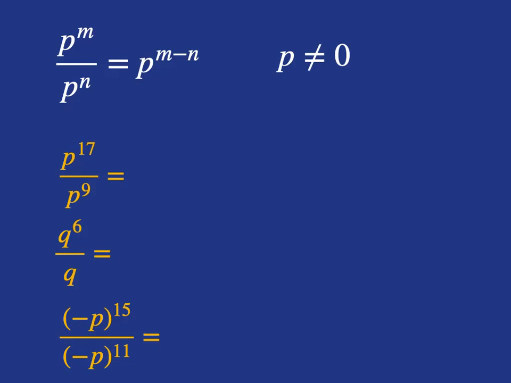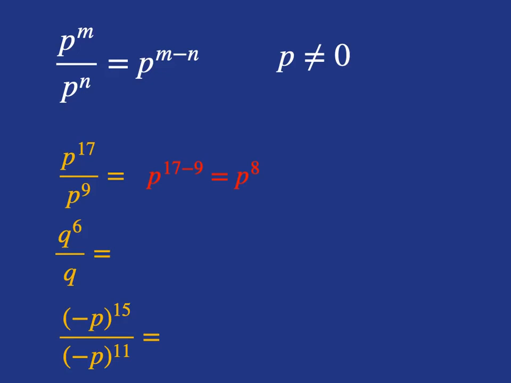Okay, so the first one, very simple. It's just p to the 17 minus 9, because we've got 17 p's on the top and 9 p's multiplied together on the bottom, and those 9 p's on the bottom will cancel out 9 of the p's on the top. So you'll be left with 17 minus 9 p's multiplied together. So it's going to be p to the 8.